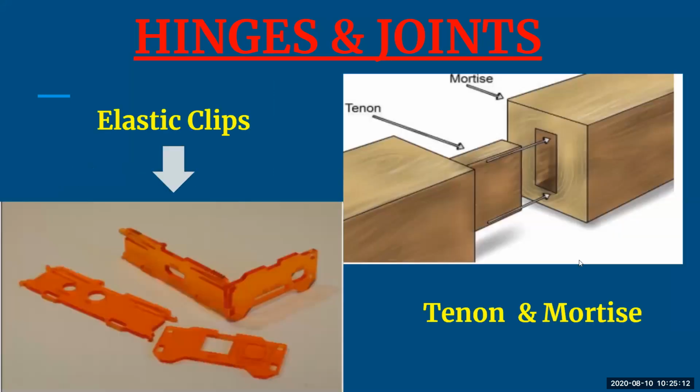Next is your elastic clips. When I talk about elastic clips, this is also another way which can help you to hold your material. Basically this works on a mechanism that is your tenon and mortise. Tenon and mortise is nothing but a joint used when you are joining two sheets, and both of these materials have to be at 90 degrees. You can see in the diagram there is one hollow structure and there is something that is inserted into that hollow structure. So both of your sheets have to be placed at 90 degrees.